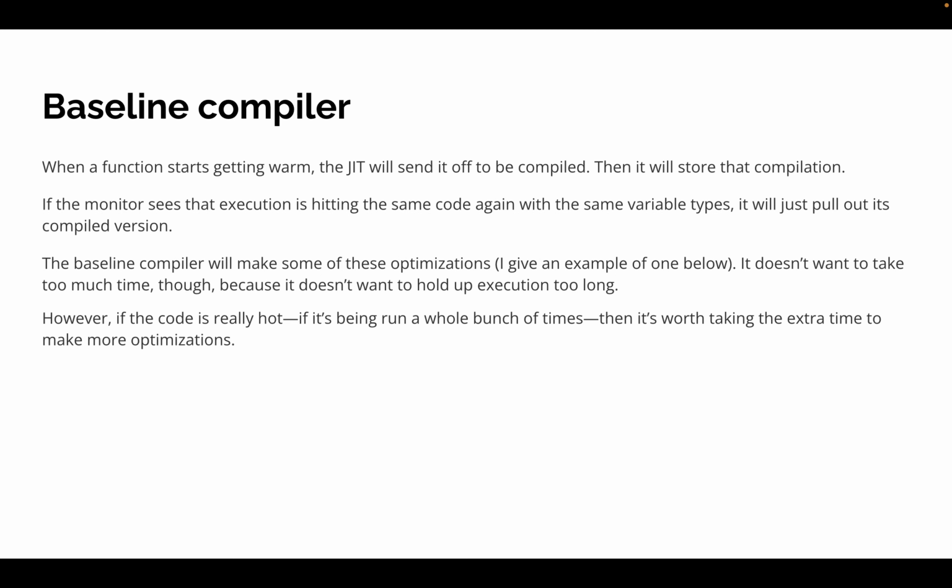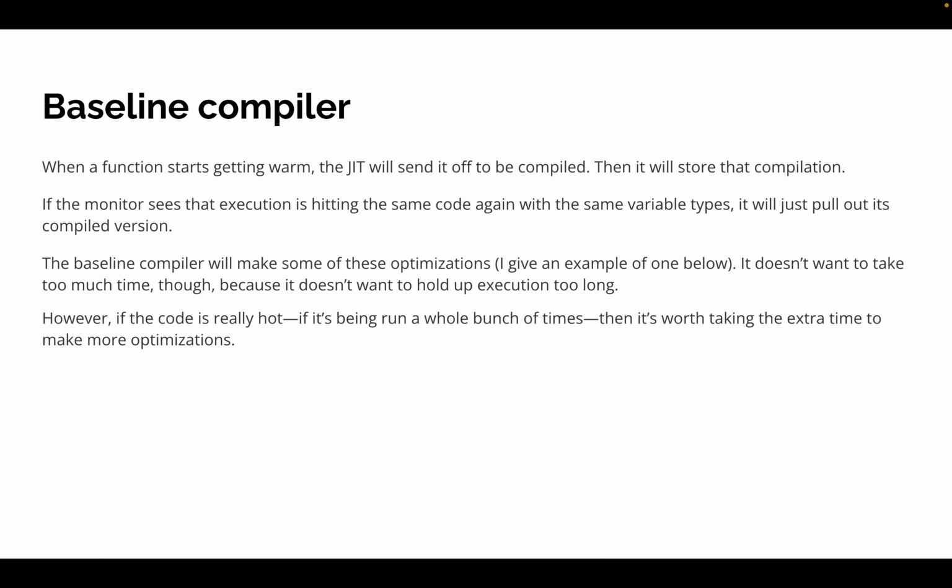So it is interpreted until we hit the warm section. And if you're hitting the warm section, we send that chunk of code to the baseline compiler. It will read the code and make some assumptions based on that code that we just gave it, and the baseline compiler will make some of these optimizations.